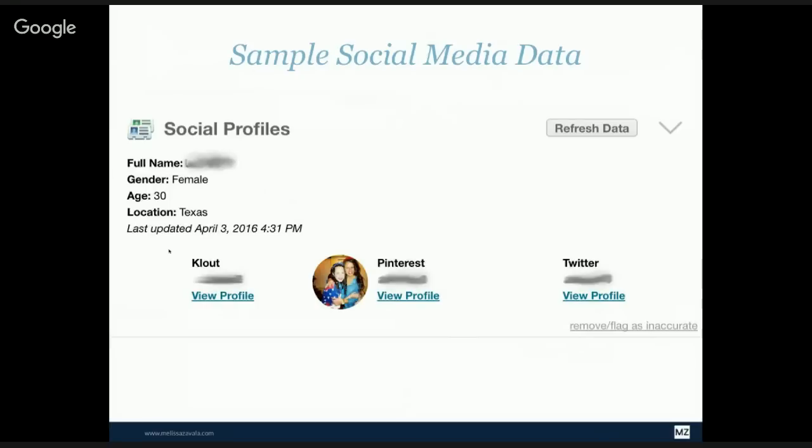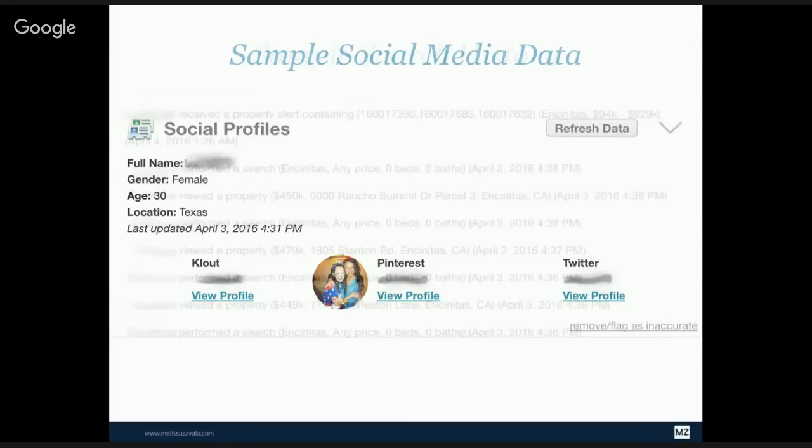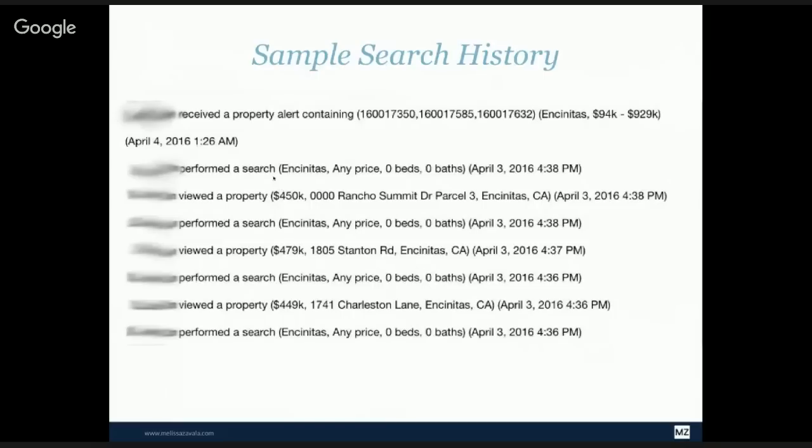So this is also really helpful when I'm talking with someone on the telephone and trying to convert them, because I have more information about them. And then you can see the sample search history, where they performed a search, what properties they looked at, and things like that. So that's really, really helpful information, of course, for converting the internet lead.